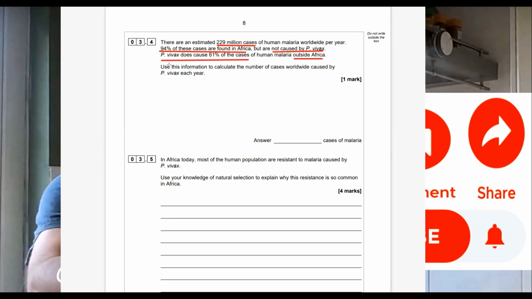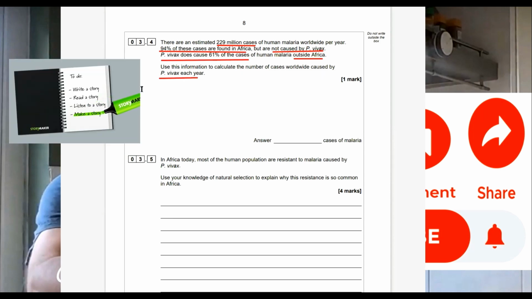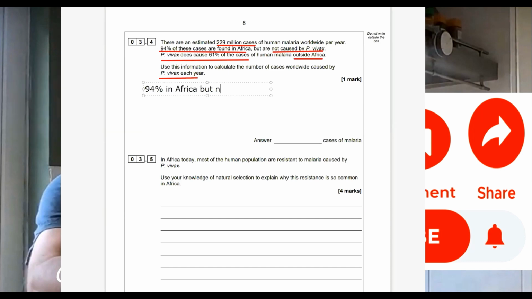You can use a highlighter if you like. It's just good exam practice to get in the habit of highlighting, circling key information. That way, when you're in an exam, it may stop you from missing something really important. Even if when you first start doing it, you highlight loads of useless information, at least it helps. Right, 94% in Africa is not caused by P. vivax.